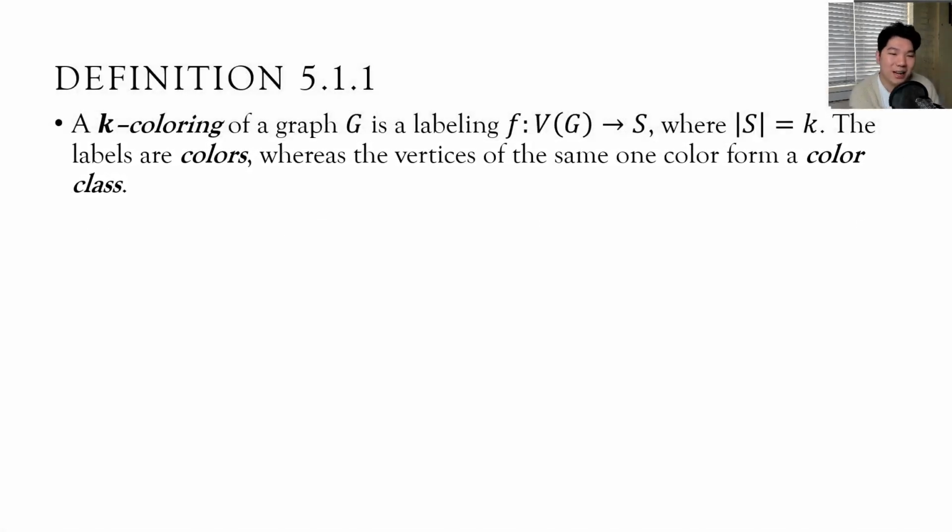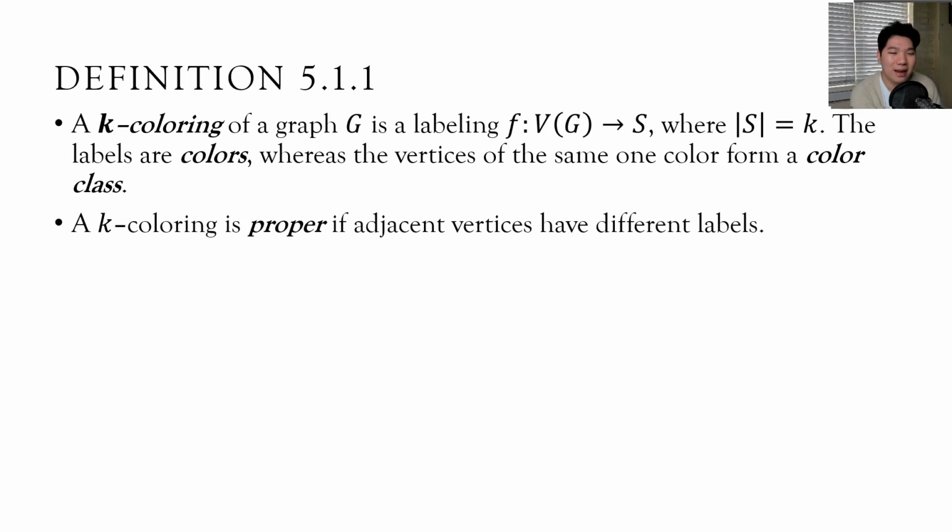So the first definition I have for y'all today is, what is a K coloring? So a K coloring of some given graph, G, is actually a labeling, and we can define this labeling via a function from my vertex set to some set S, where the size of S is K. The labels of these vertices are what we call our colors, whereas if I'm looking at vertices of the same one color, these actually form what we call a color class. So we have a K coloring, colors, and then a color class.